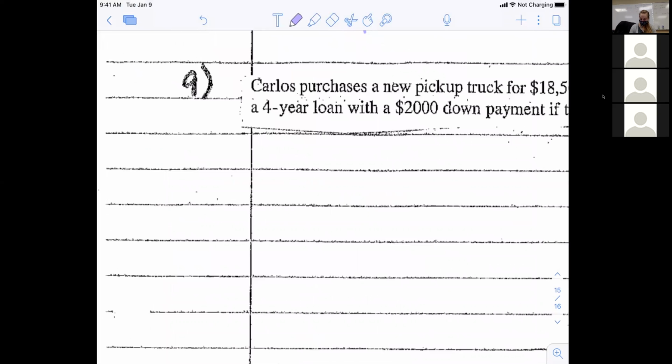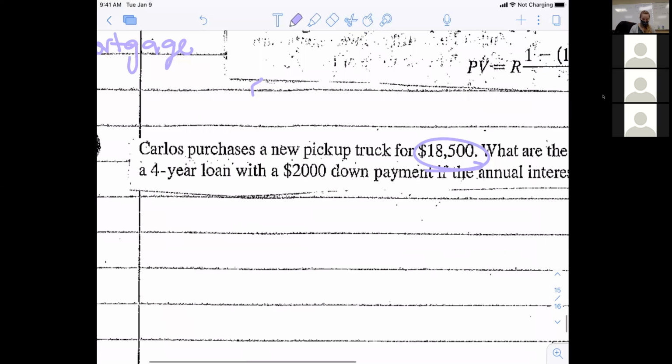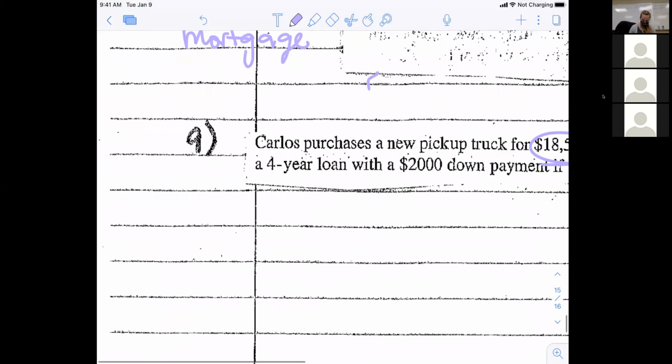Number 9 says Carlos purchases a new pickup. What are the monthly payments? Who thinks future? Who thinks present? Why present? What's a key word that you saw there? Truck, car. Anyone say a different word than that? Purchases, yeah. Since this is a car thing that we pay, this had to be paid. Now I'm paying that off every month. This is a present value.